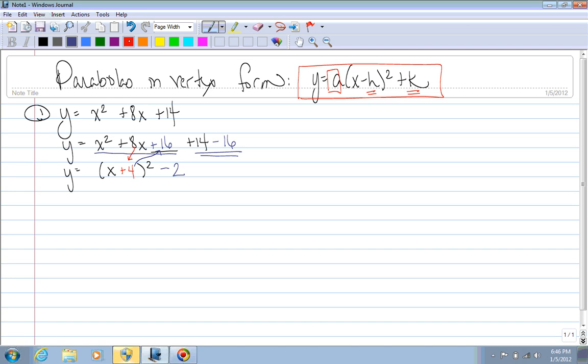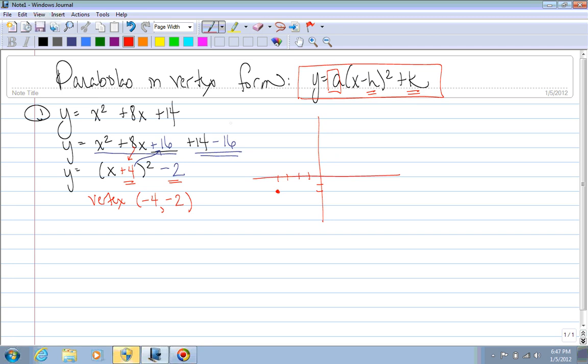And now your vertex for this parabola is these two terms inside your parentheses and outside, the h and the k. So your vertex is now, this tells you it shifted 4 to the left, and this negative 2 means it shifted 2 down. So if you're graphing this, you would go 4 to the left and 2 down for the vertex point, and then you were supposed to find 2 other points and reflect them.